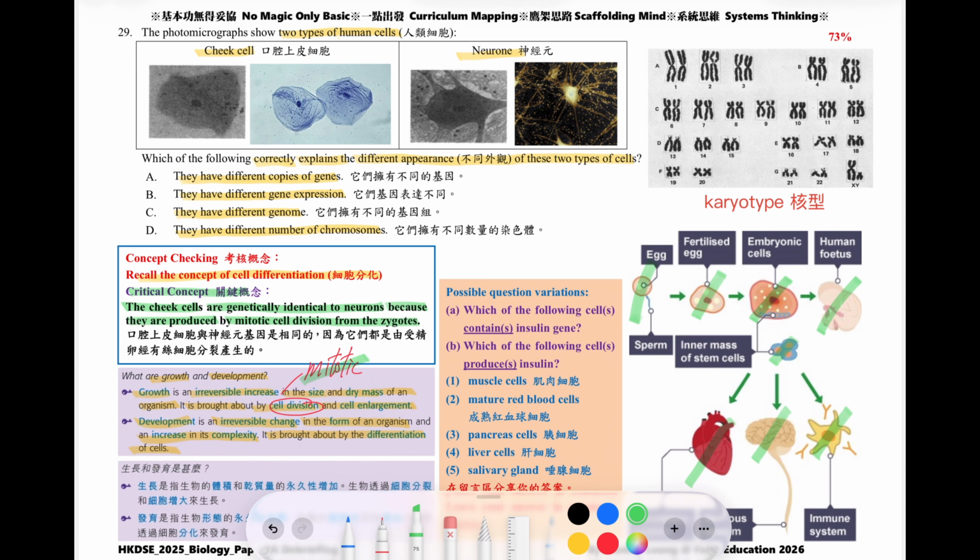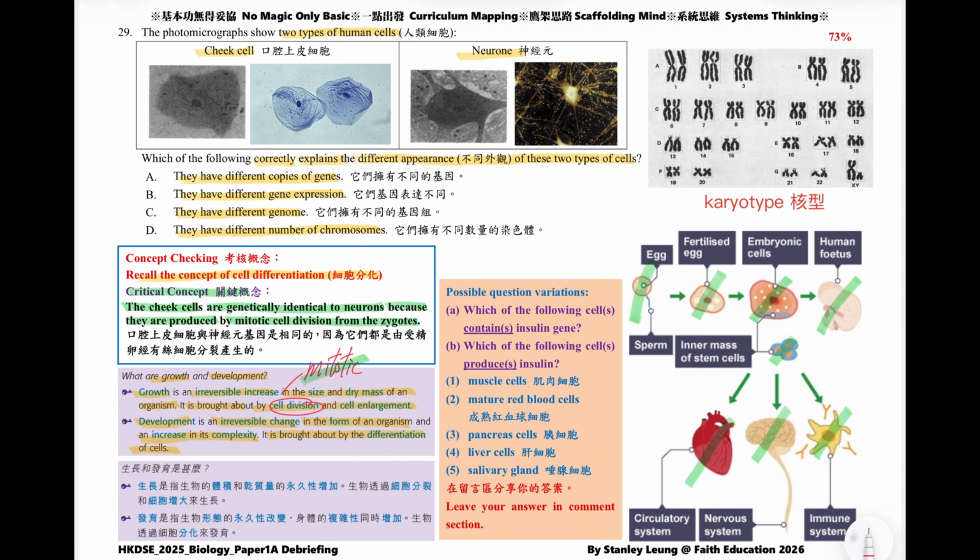You can see that these two types of cells are body cells, or somatic cells, and they are genetically identical. So we can say goodbye to option A, option C, and option D.